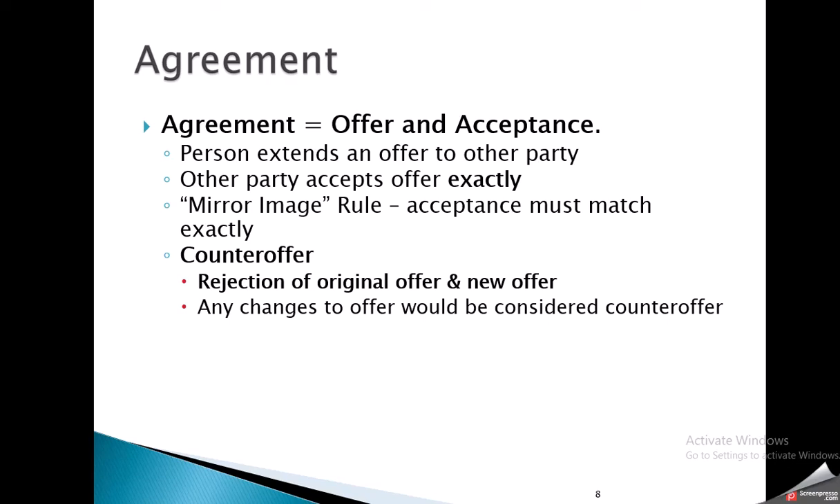So say with my car example, I put a sign out that says my car's for sale for $5,000. If somebody says, hey, I'll take it, I'll have a check for you for $5,000, that's a mirror image rule. If they came to me and said, $5,000 is a little high, will you take $4,500? Now they have given me a counter offer. So now our roles are reversed. They are now the offeror and I'm the offeree, and I can choose to reject it and then make him another offer, or I could choose to accept it. But then eventually you'll get to that point where it is that mirror image where you're accepting the offer exactly how it's stated.